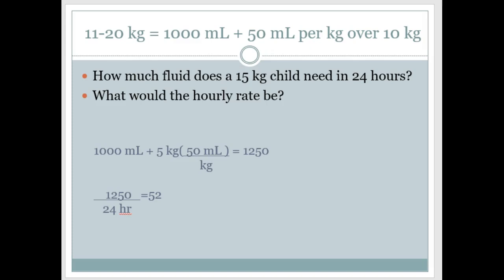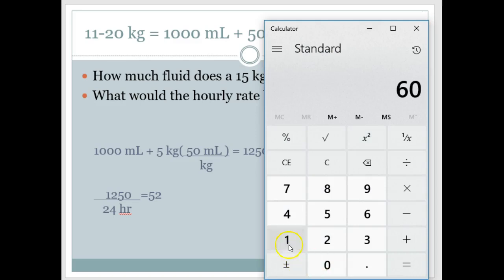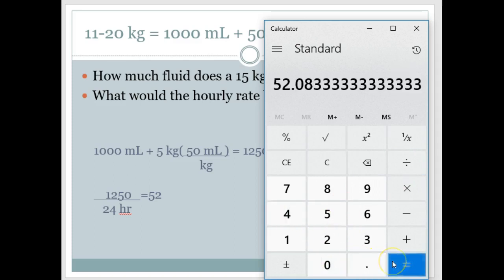Then we can take that number, divide it by 24 hours. And you can see 52.08. So it might be 52.1, but for IV fluids, we might kind of just go to more whole numbers. So 52 would probably be a reasonable rate. Even 50, something like that would be fine.